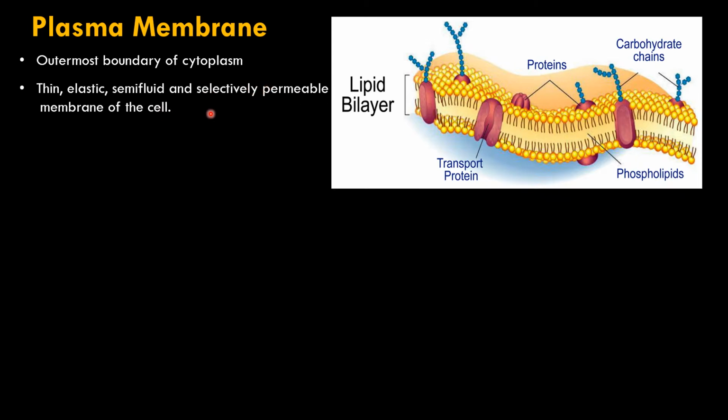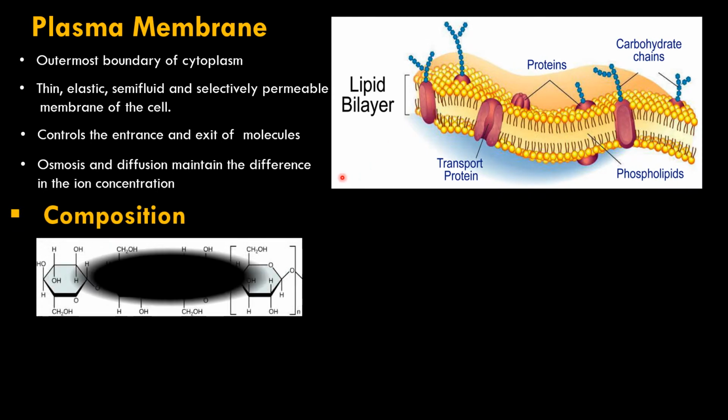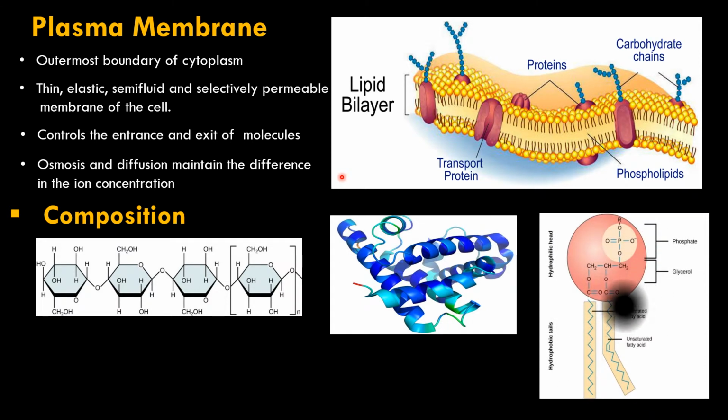The selective nature of the membrane controls the entry and exit of molecules across the cell. The movement of molecules and water across the membranes occurs through the process of osmosis and diffusion, thus maintaining the difference in the ion concentration. What is osmosis? Osmosis is the transfer of water from a high concentration to a low concentration through a semi-permeable membrane. The main constituents of the plasma membrane are carbohydrates, proteins, and phospholipids.